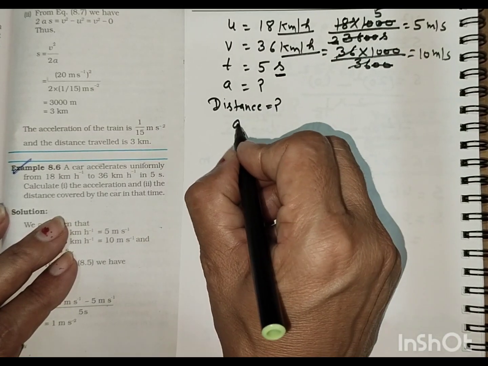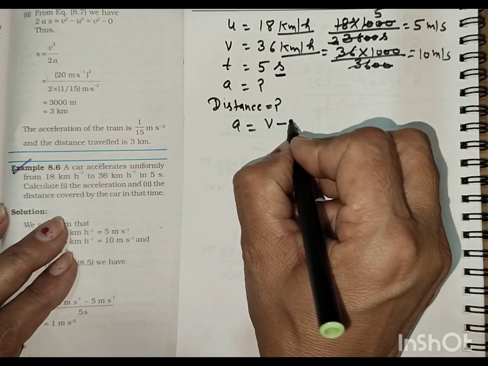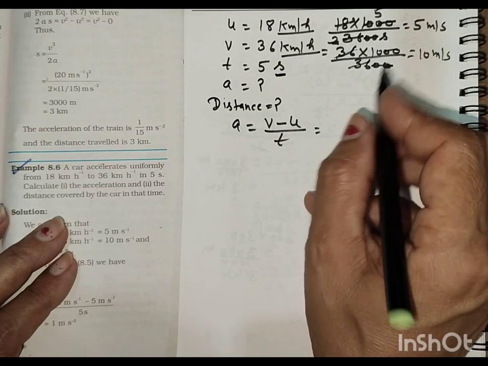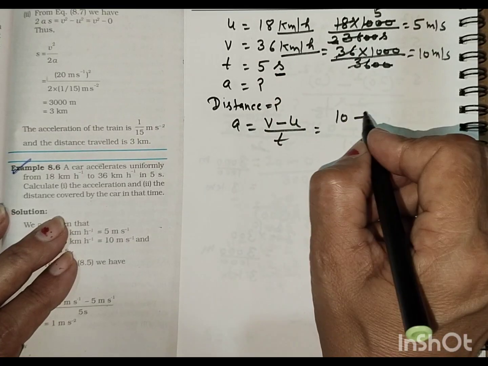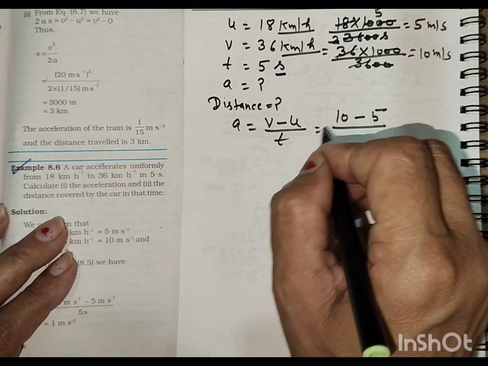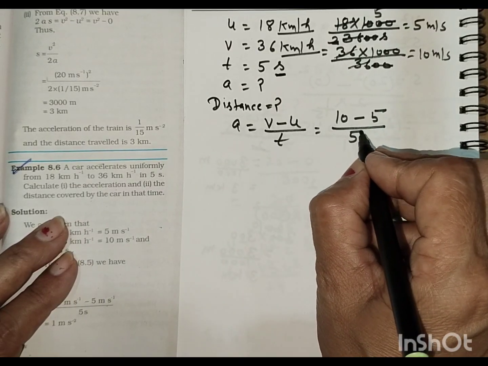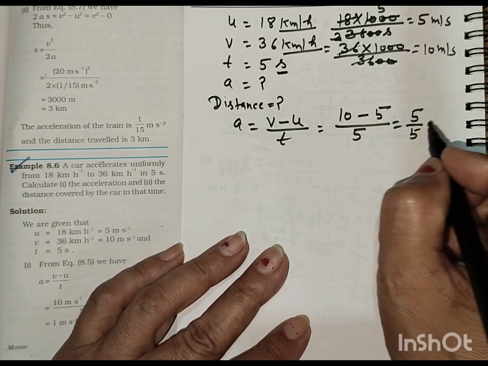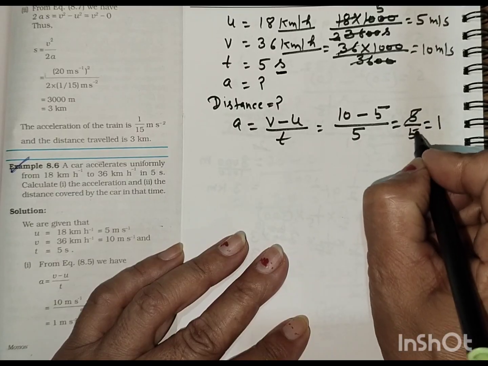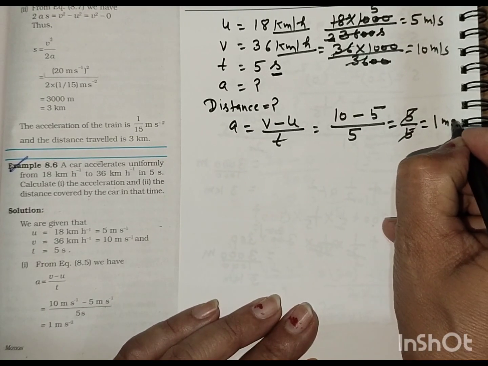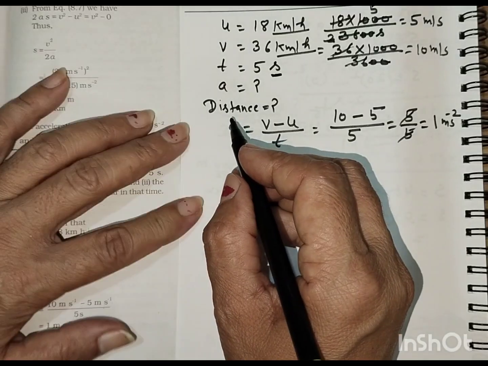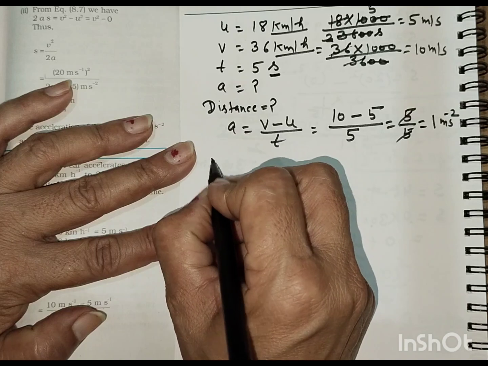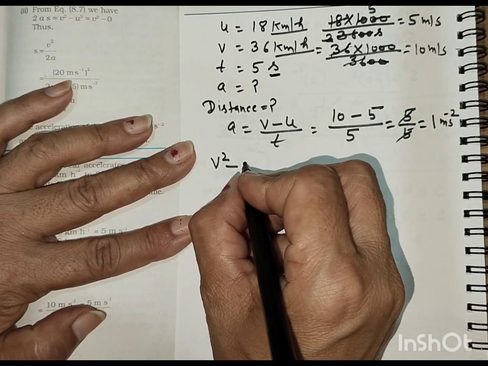Now acceleration. Formula of acceleration is equal to v minus u by t. Now put the value. v here is 10 and u is 5 and t is 5 seconds. It is equal to 1 meter per second square. Now we have to measure the distance. We can use both formulas just like the last numerical.